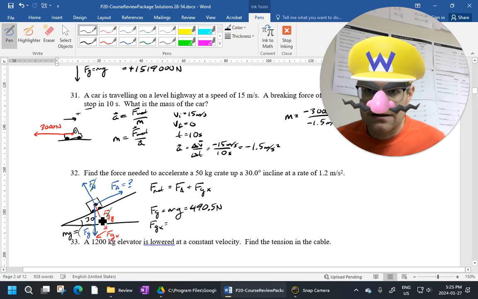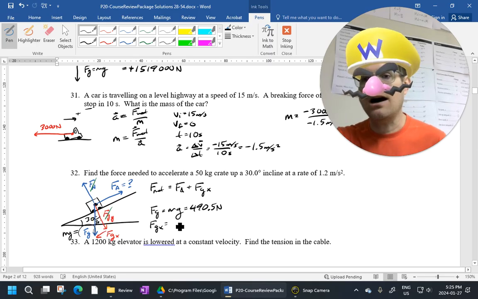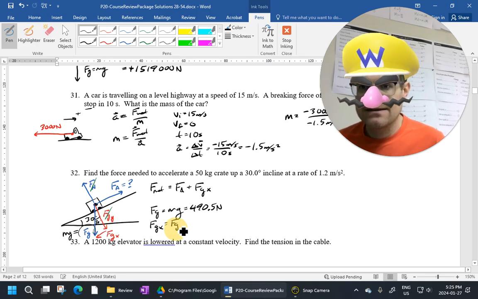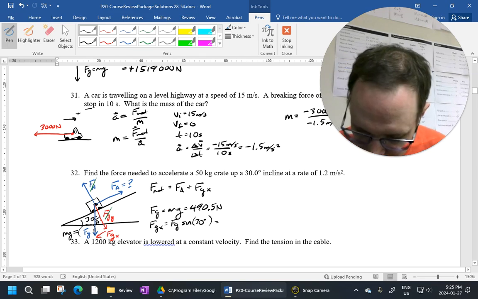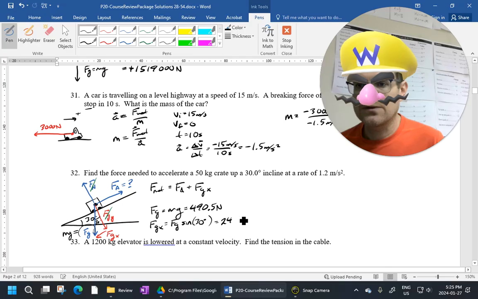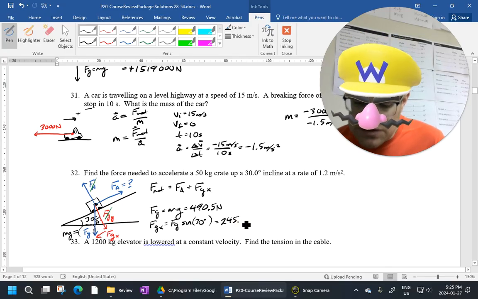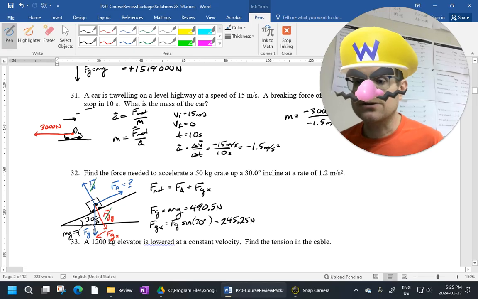So remember that 30 degrees and this angle here are both 30 degrees. So that FGX is technically the opposite side. So opposite is sine, because I had the hypotenuse here, of that 30 degrees. So which means it's going to be half of the number, but I'm just going to type sine 30 on my calculator and get 245.25 newtons. But that's going down the hill, remember?